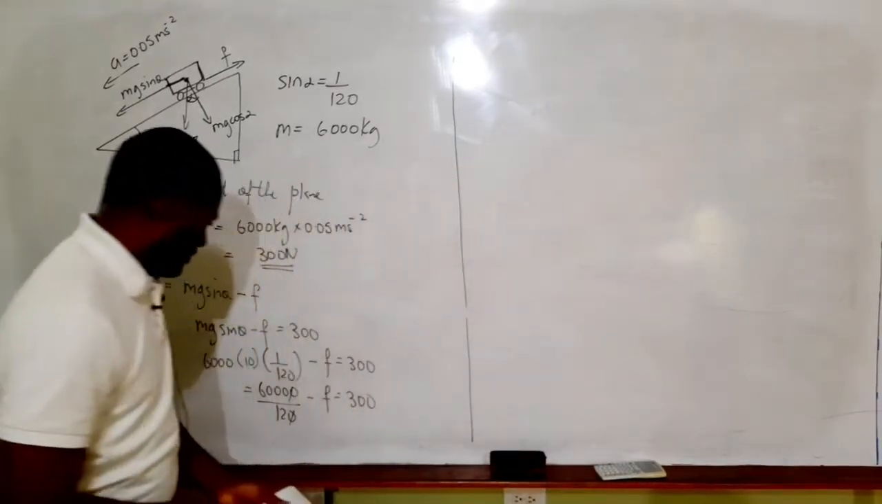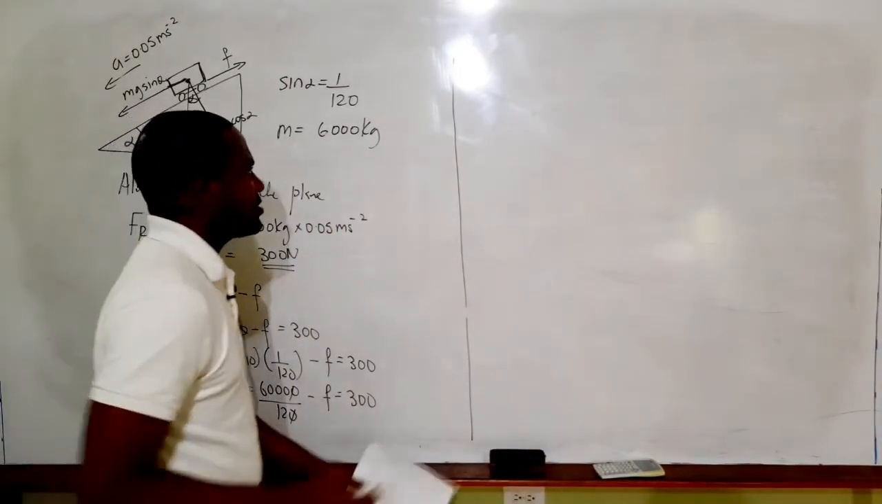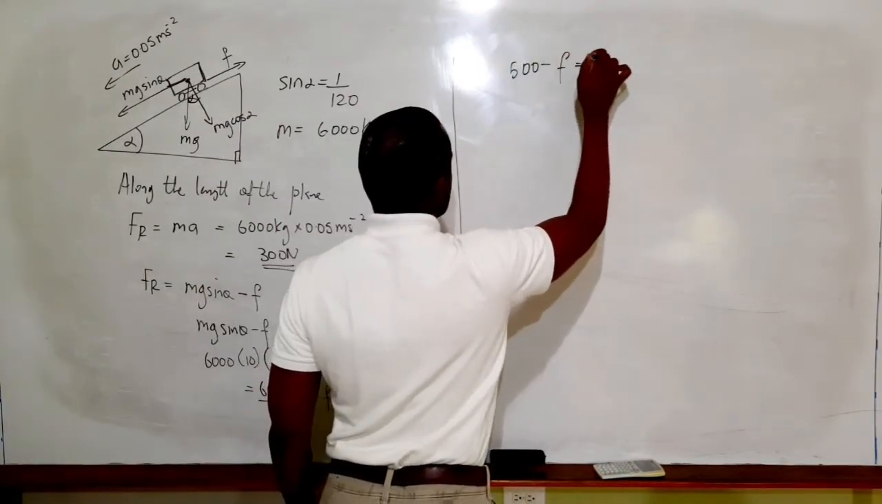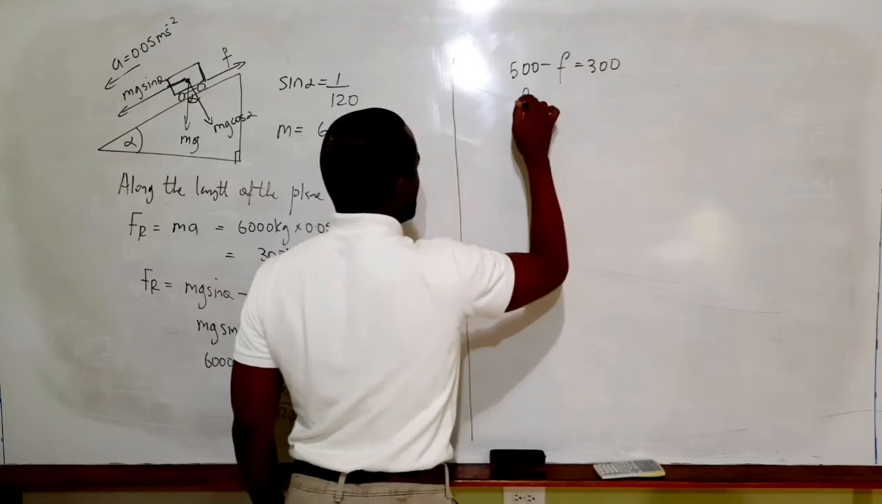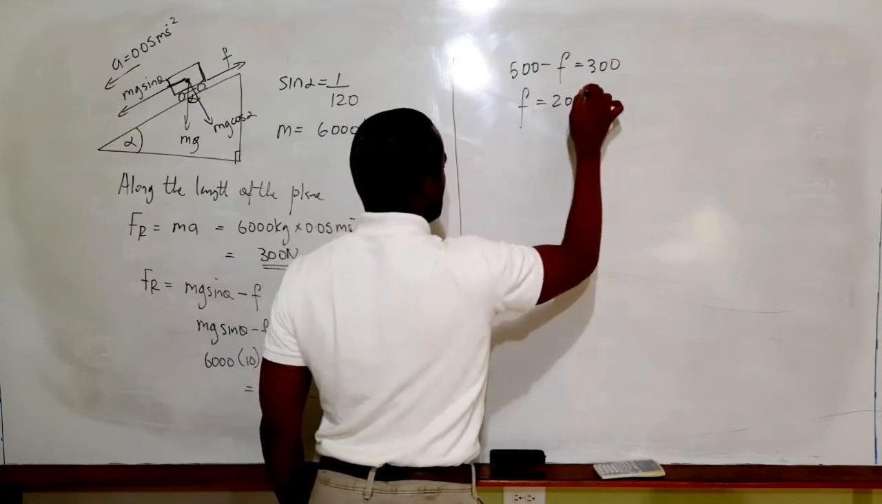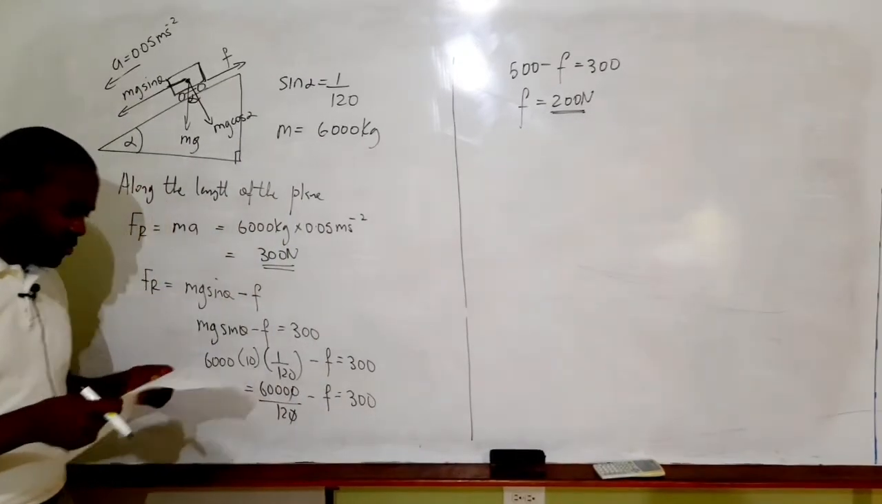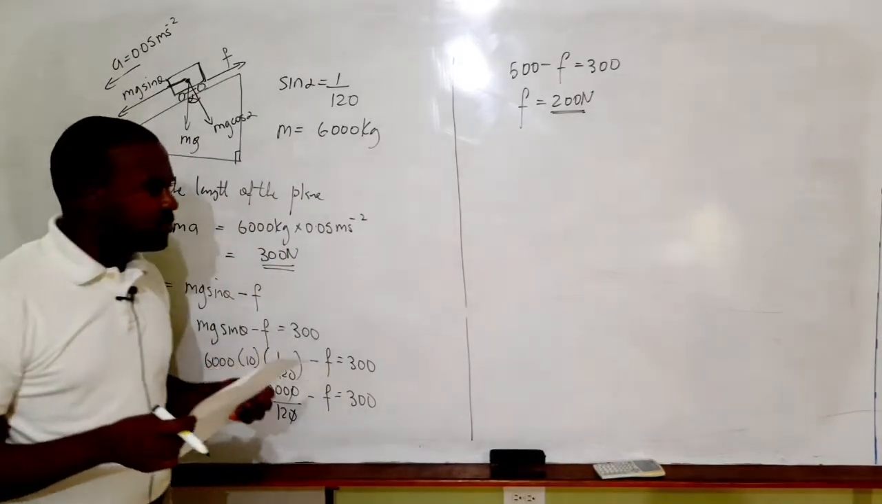So we get 500 minus F equals 300. And this therefore means that F is equal to 200 newtons. So the frictional force, or the resistance to the truck's motion, is equal to 200 newtons.